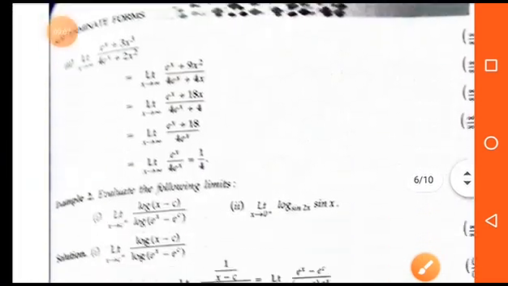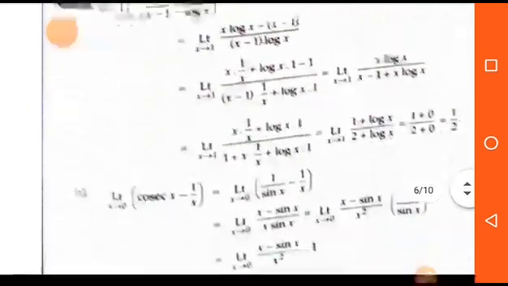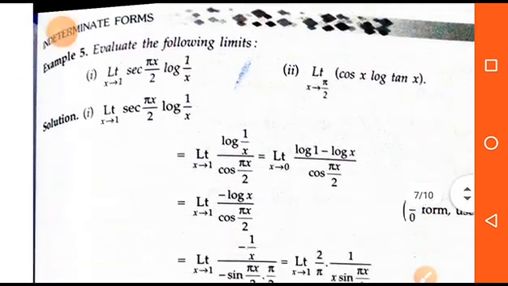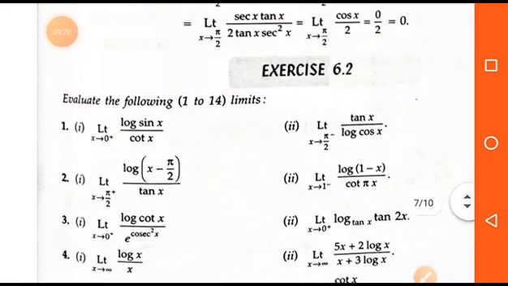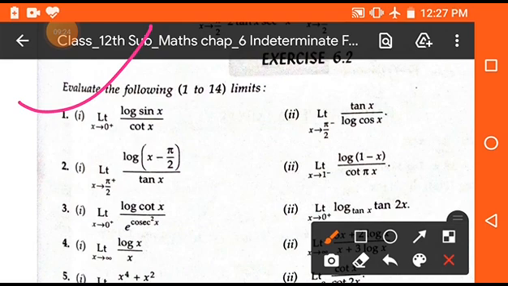Clear? So students, these are the examples which have the form infinite by infinite or infinite minus infinite form. Clear? Okay, students. So the next exercise 6.2 is based on two forms, infinite by infinite or infinite minus infinite form. Clear? So this is your homework and you have to solve the questions of this exercise by watching the video and examples. Okay, students?